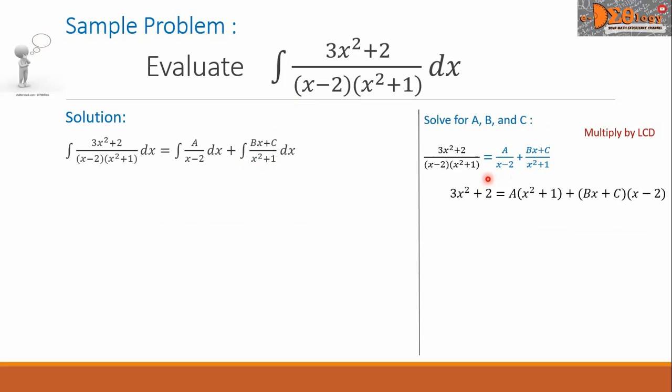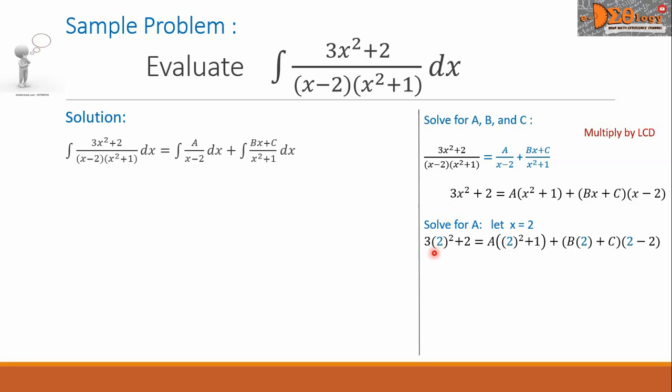By doing so, the resulting equation now becomes 3x squared plus 2 equals A times the quantity x squared plus 1 plus Bx plus C times the quantity x minus 2. This is now our working equation. Let's start by solving for A. We let x equals 2 so that the B and C will be eliminated.